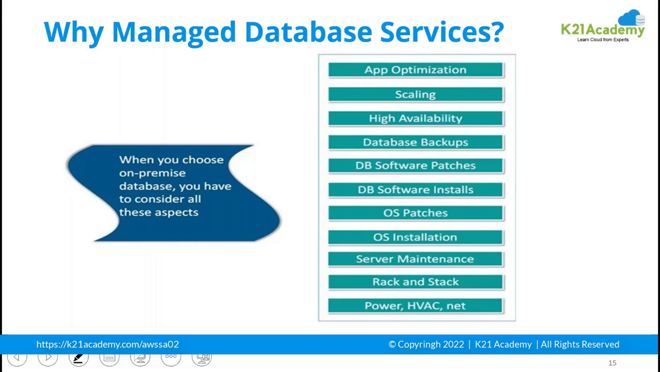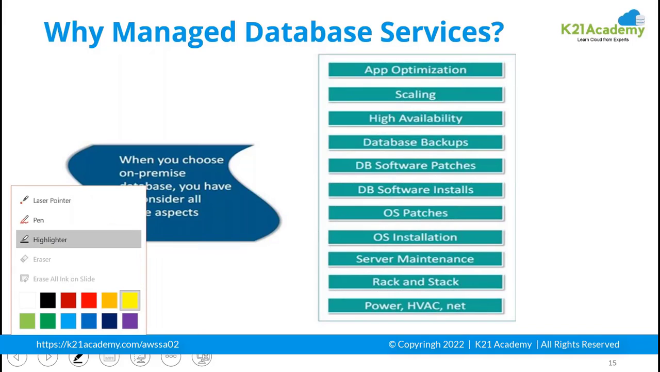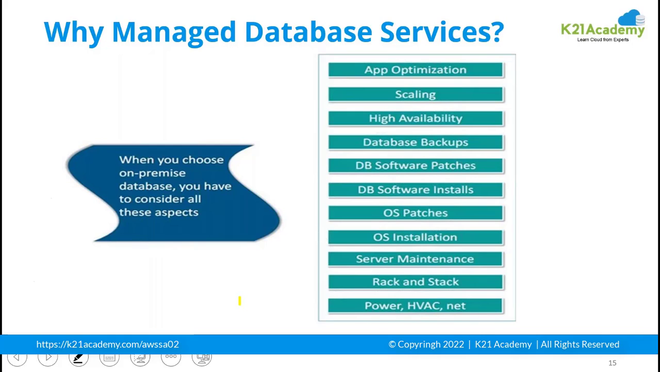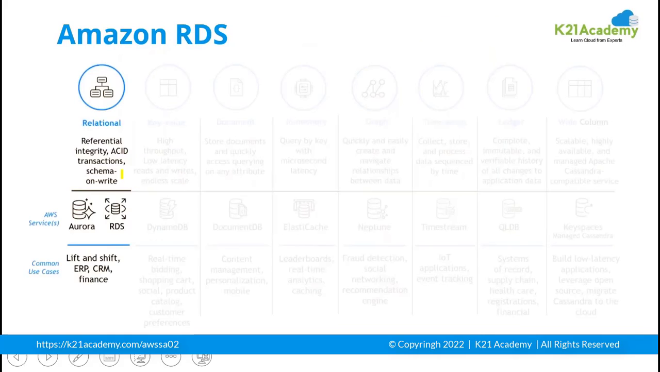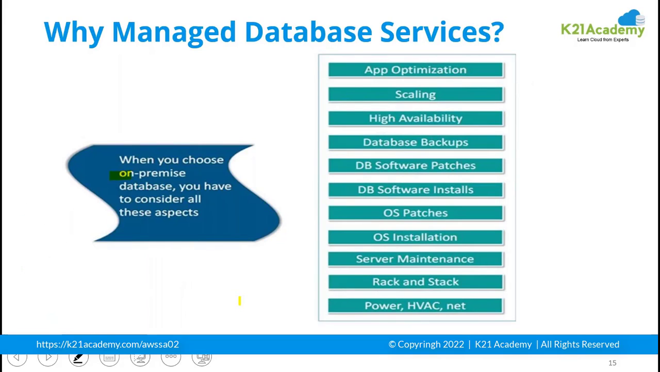When we were on premise, these were all tasks we had to do. When you have to create a database in an on-premise environment, you were supposed to manage the power, heat, ventilation and cooling for that system. HVAC stands for heat, ventilation and cooling. Then you need to rack and stack the server into the data center. The server that you have created has to be maintained. The operating system has to be installed on it, maybe Microsoft Server 2019. The license has to be activated, and operating system patches have to be added.